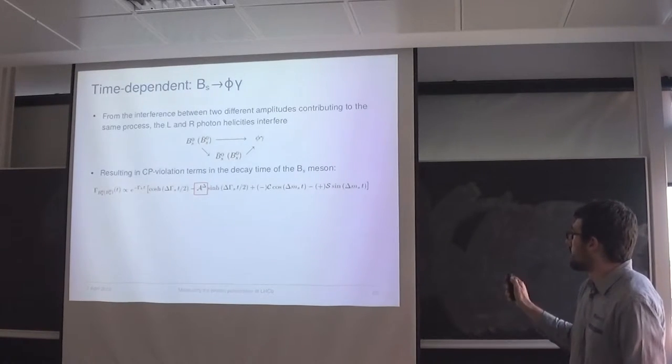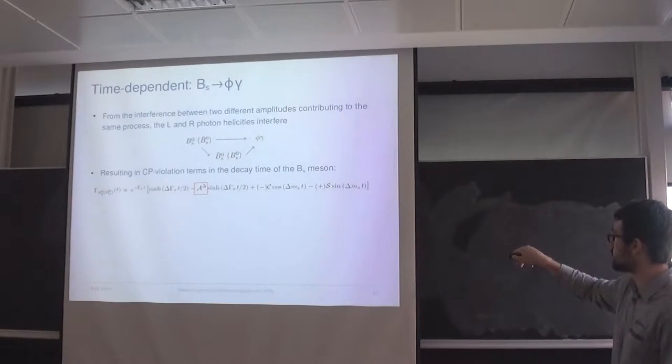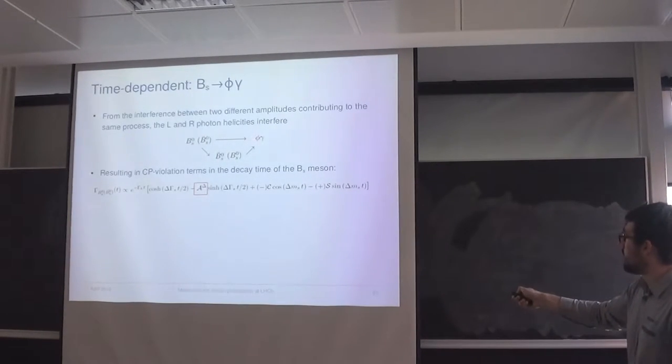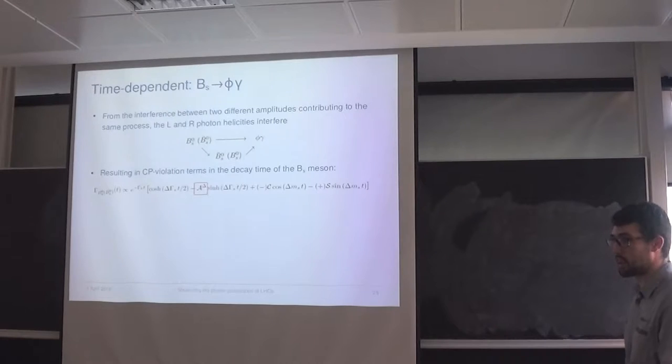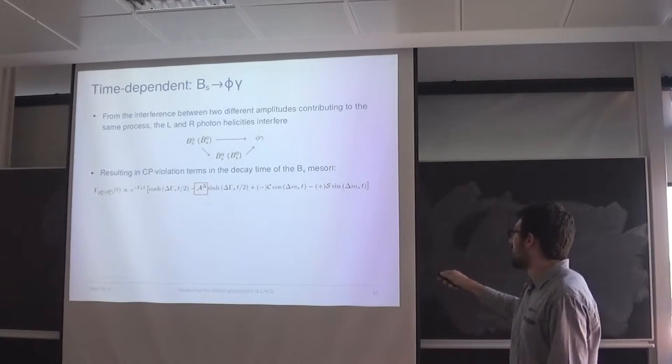Okay, so an interesting thing is that from the interference between the two different amplitudes contributing to the same process, the left and the right photon ellipticities interfere. So in this case, the phi is its own antiparticle. So when you have a Bs that mixes to a Bs bar, you can go to the same state that a Bs bar that mixes to the Bs can decay to, and these two processes can interfere.